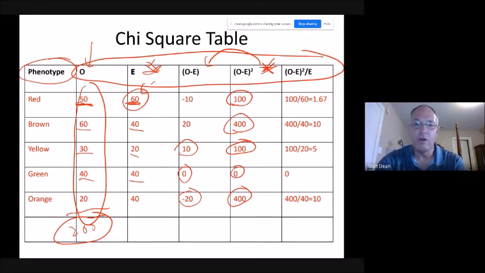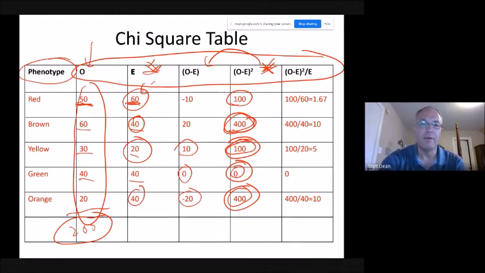For the brown row, 400 here, divided by 40 here to get 10. The yellow row, 100 divided by 20 to get 5. This row, 0 divided by 40 to get 0. And then the final row, 400 here divided by 40 here to get 10.